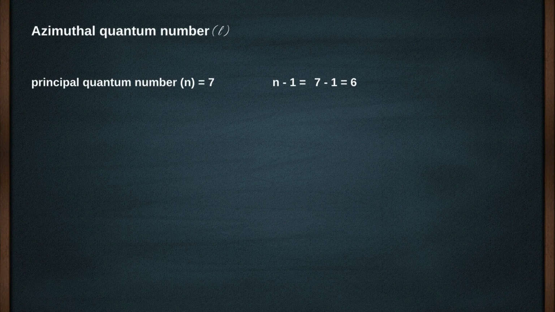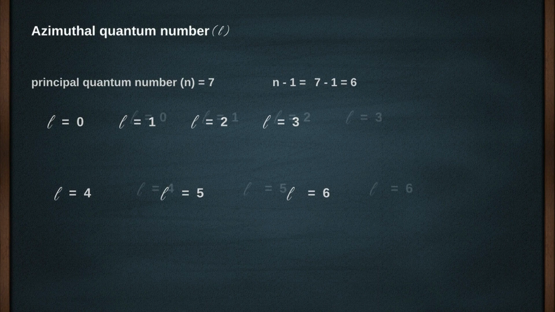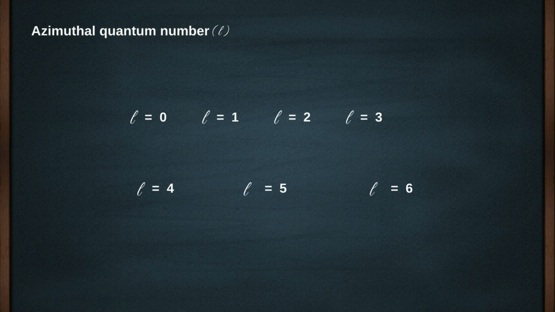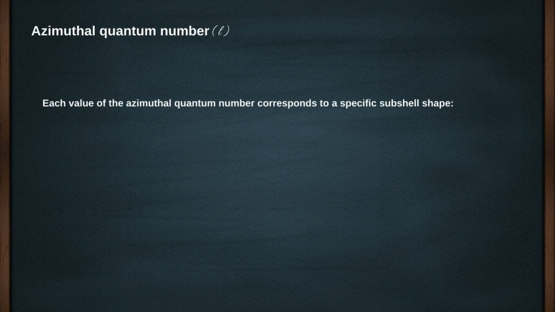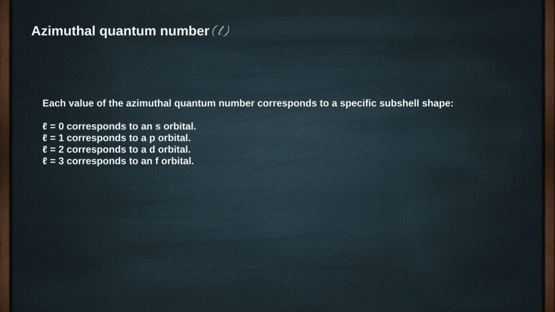The highest value for the principal quantum number is 7. When n equals 7, the azimuthal quantum number can take 7 values: L equals 0, L equals 1, up to L equals 6. Theoretically, the azimuthal quantum number can take any value up to n-1, but in practice only 4 values are possible.